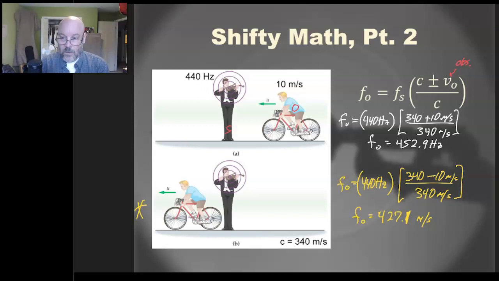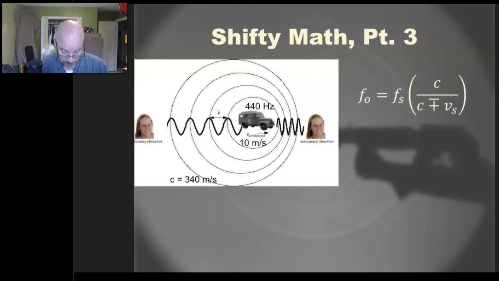Again, how do you choose plus or minus? You have to think about what's happening with your ratio. Do I need the ratio to go up? Do I need the ratio to go down? Now let's look at an example. We're going to use identical numbers, but now we're going to let the source move.